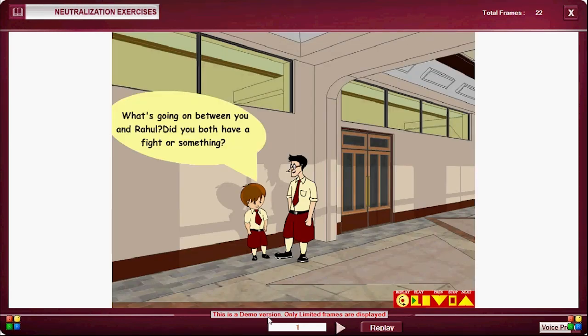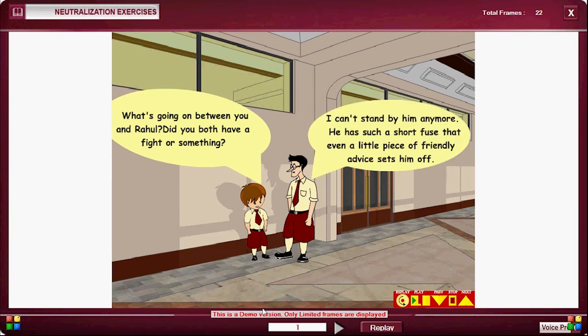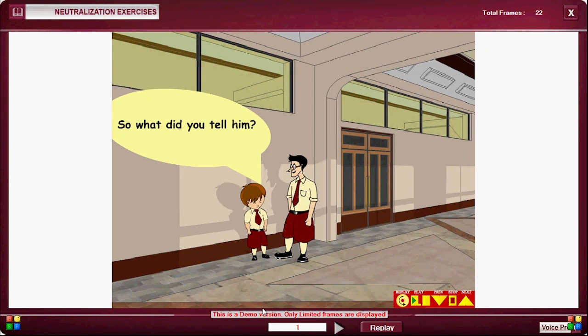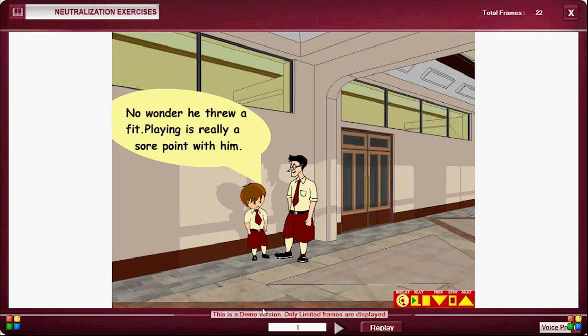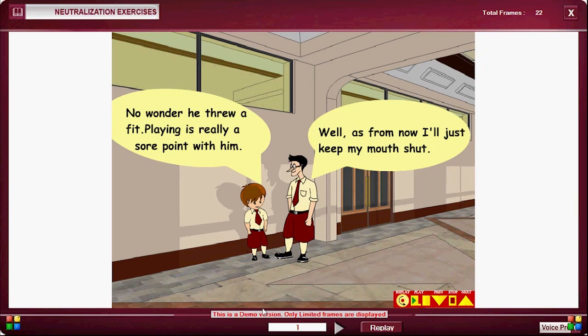What's going on between you and Rahul? Did you both have a fight or something? I can't stand him anymore. He has such a short fuse that even a little piece of friendly advice sets him off. So, what did you tell him? I told him not to keep playing always. No wonder he threw a fit. Playing is really a sore point with him. Well, from now on, I'll just keep my mouth shut.